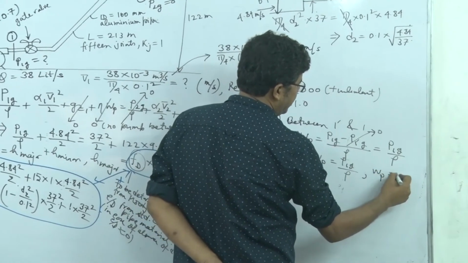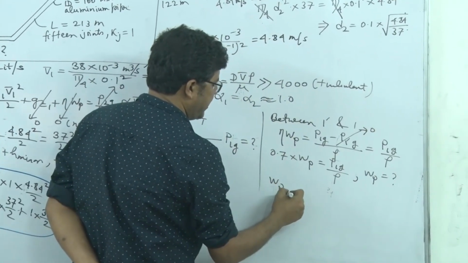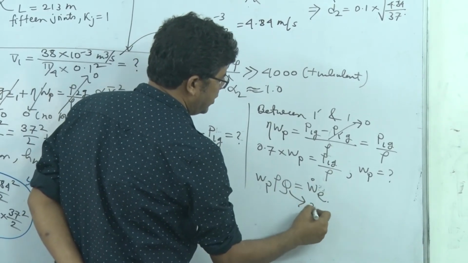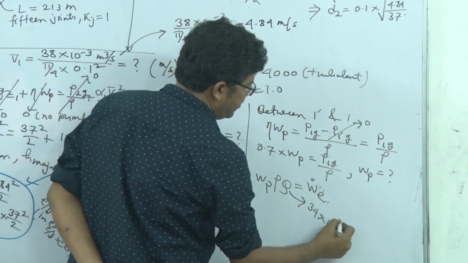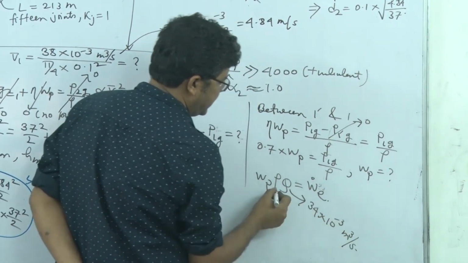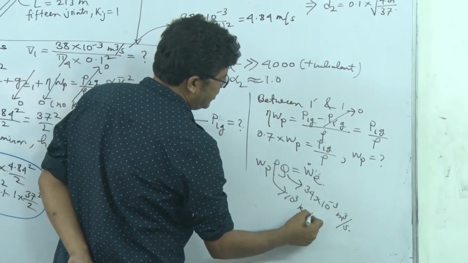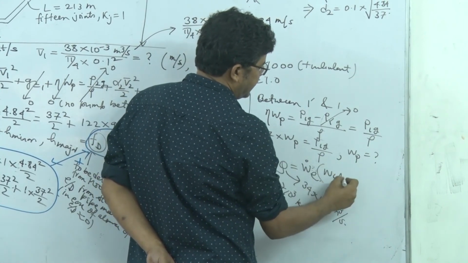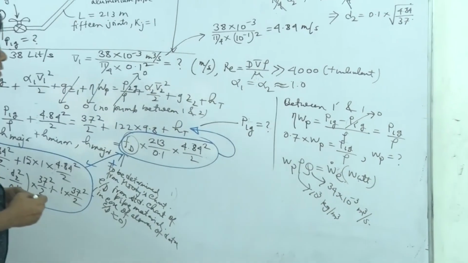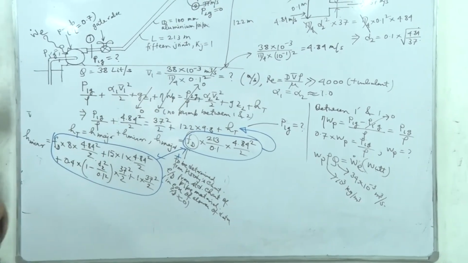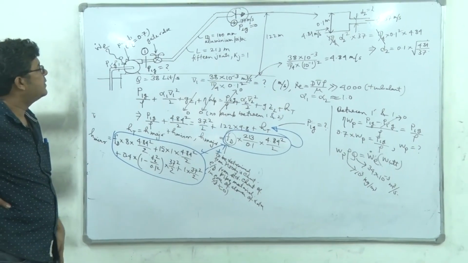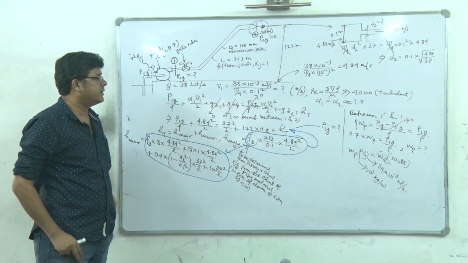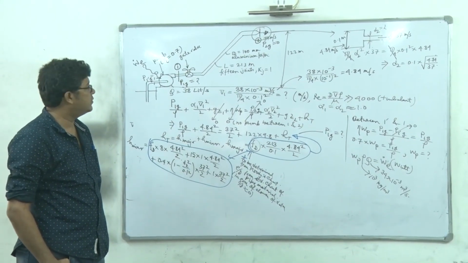So we will calculate Wp, and Wp multiplied by rho into Q will give you W dot P, where Q is equal to 34 into 10 to the power minus 3 meter cube per second. Rho is 10 to the power 3 kg per meter cube. So you solve, and you will get the answer in watt. So that's the general Bernoulli's equation solution, and in the next section we will also discuss some of the GATE problems that we can solve using this Bernoulli's equation.